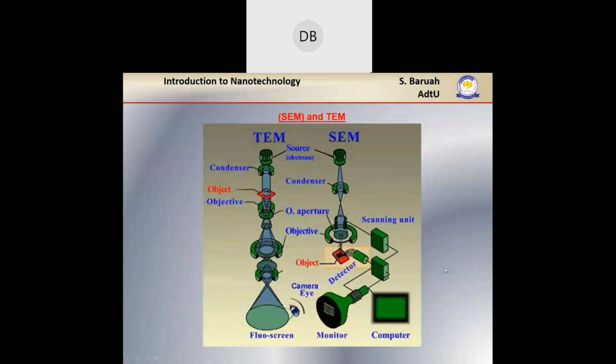All right, so you see here two types of electron microscopes. One on the left is called the transmission electron microscope, or in short, the TEM. And the other one is the scanning electron microscope, or in short, the SEM, right? Both of them have some differences in the way the imaging is done. Now, the first part is almost similar.